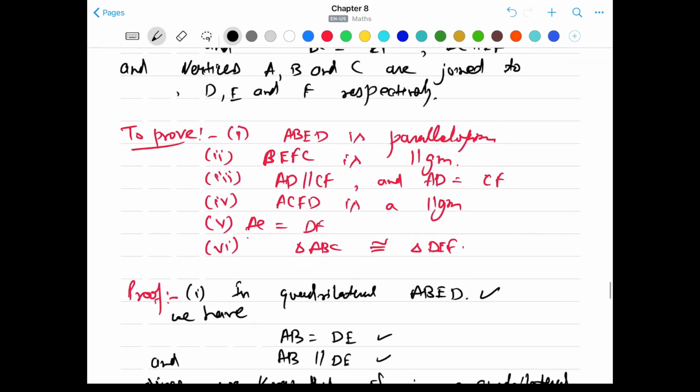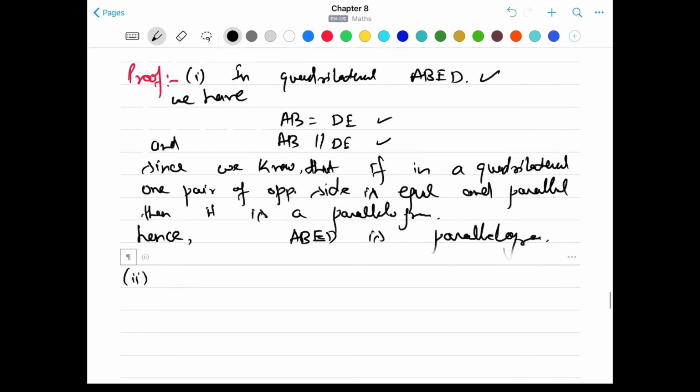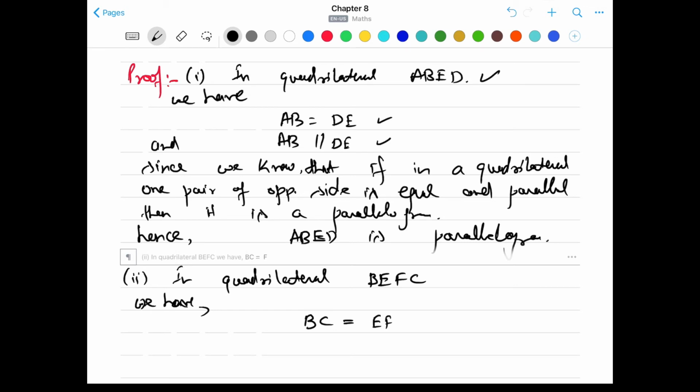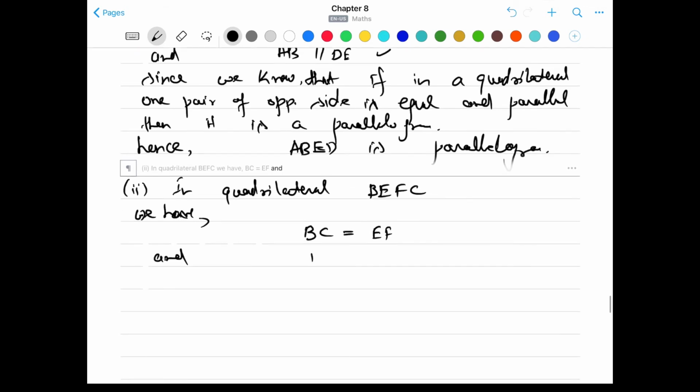Okay, in a similar way we have the second part. Now we have to prove that BEFC is a parallelogram. So we have, in the second quadrilateral BEFC, we are already given that BC is equal to EF and BC is parallel to EF.